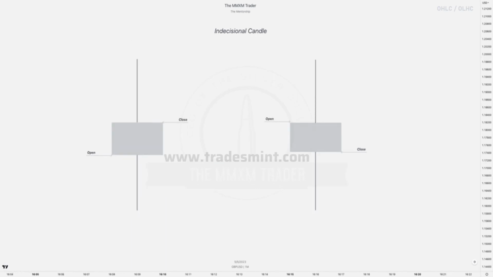And finally, that indecisional candle. The name already says it, right? The candle has no idea where it wants to go, leaving a relative equal top wick and a relative equal lower wick, and looks kind of like a doji, right?